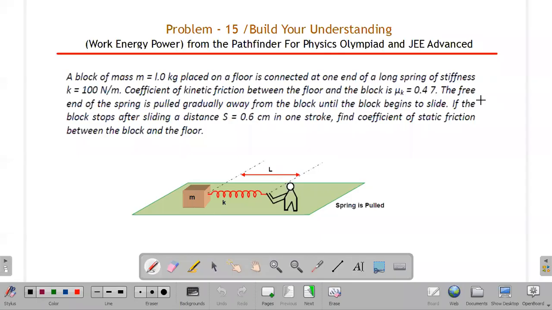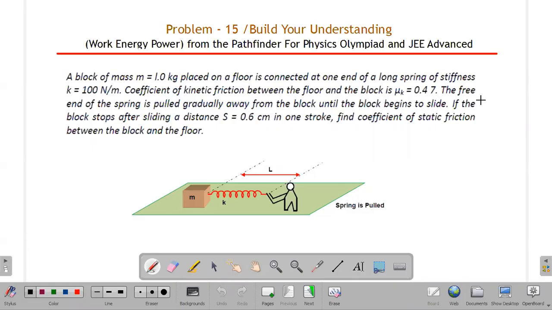Hello friends, this is problem 15 from the chapter Work Energy Power from the book Pathfinder for Physics Olympiad and JEE Advanced, from the section Build Your Understanding. This is a very good question to understand the concept of Newton's laws, spring force and the energy of a spring.